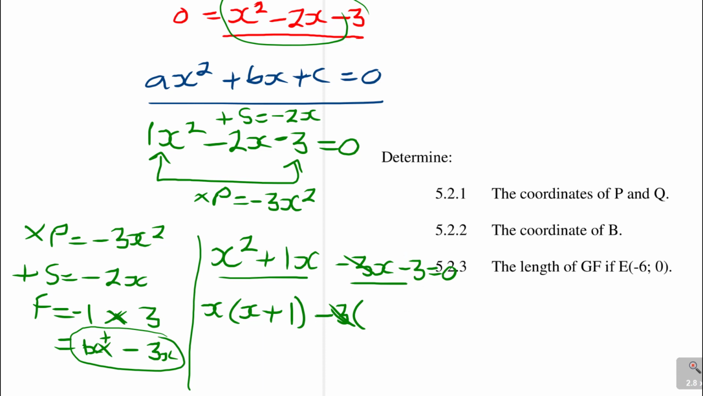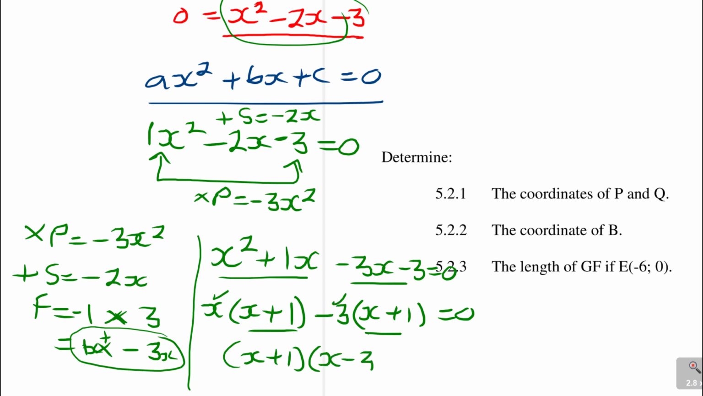So here you will have what? X plus 1. This must give me a 0. When the brackets are matching, perfect. What you have is x plus 1, and then outside the brackets is that one, which is x minus 3. This must give me a 0. Then I can solve for x.